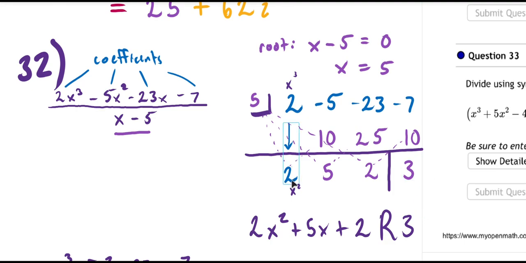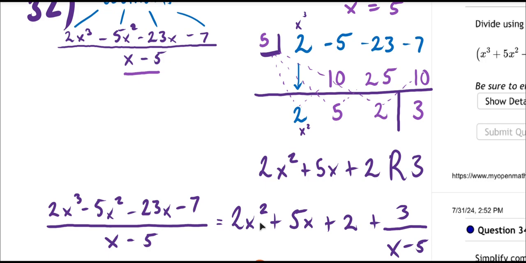Now we have these numbers as an output from our algorithm, 2, 5, 2, and 3. Now we have to decode what those mean. If we started with a cube, we're going to drop down 1 degree to a square. And so we have 2x squared. These are going to be the coefficients of a polynomial. 2x squared, 5x plus 2, and this last term is our remainder.